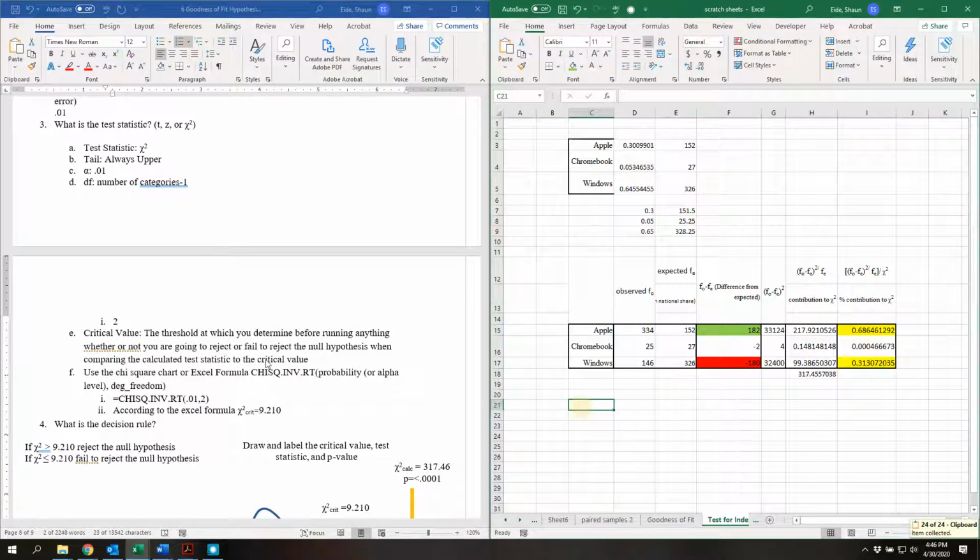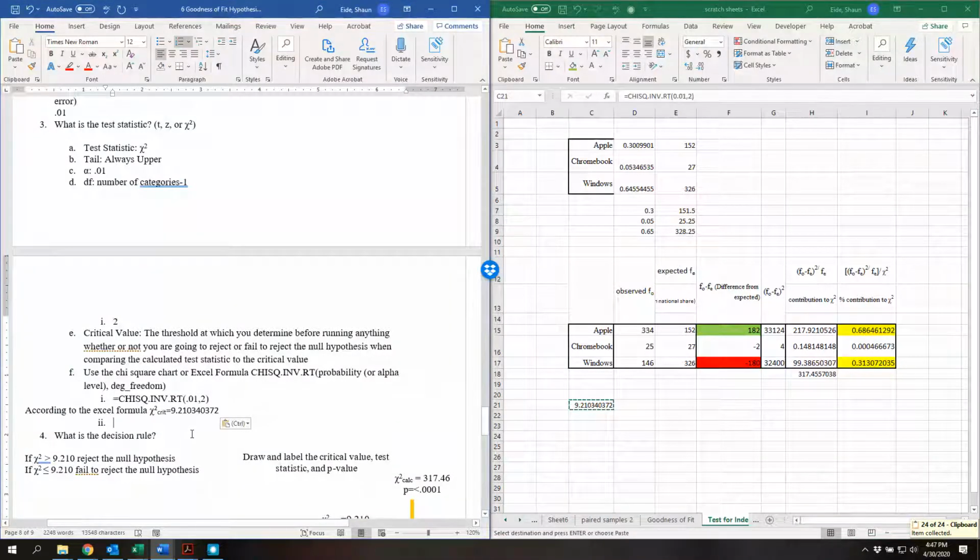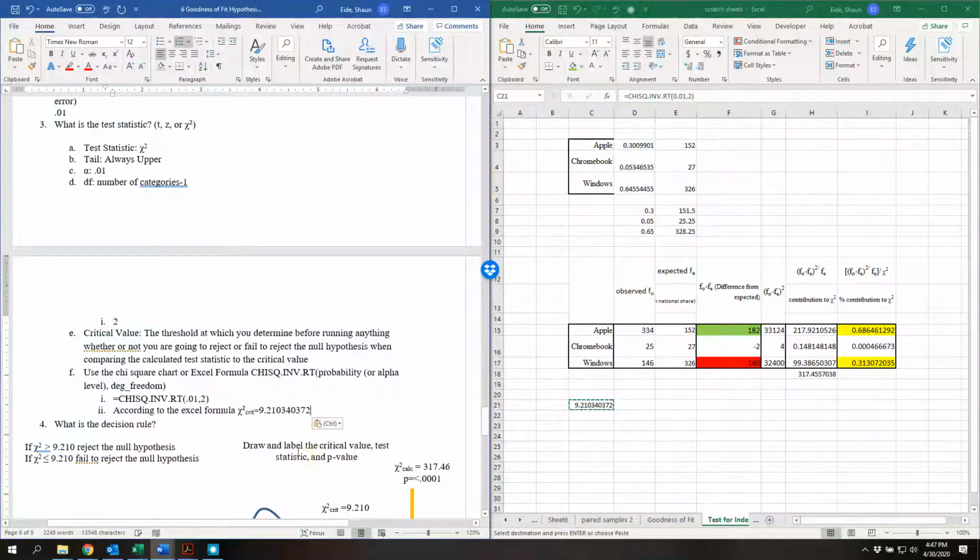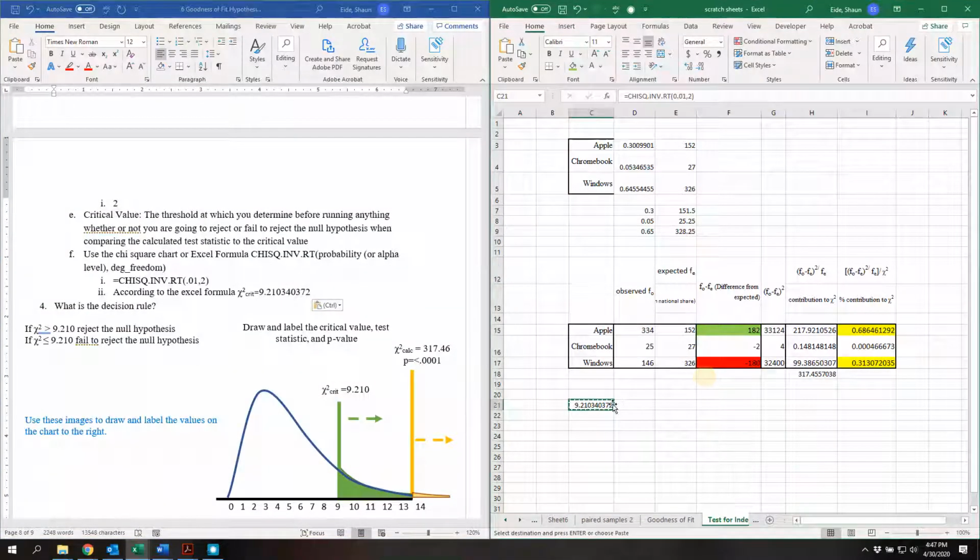So I'm going to use the equals CHISQ.INV.RT and put the alpha level 0.01, and then I am going to put the degrees of freedom, which is 2, and that's going to give me a chi-squared critical value of 9.203, which I'm going to just paste. 9.203 and so on. Okay, so now we've got the critical value.